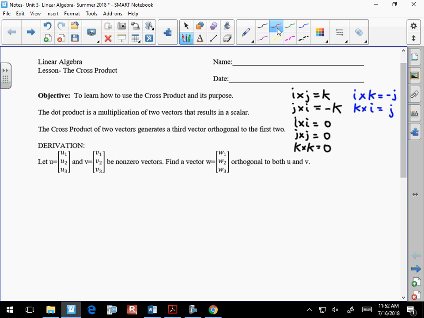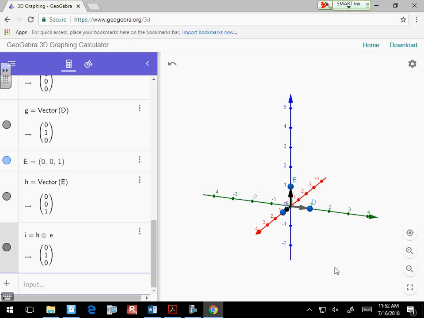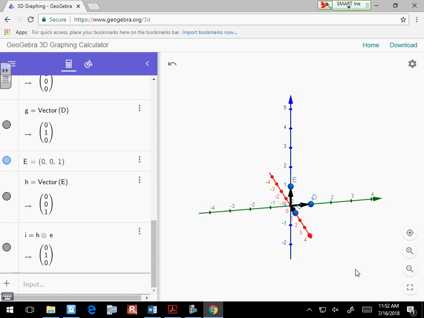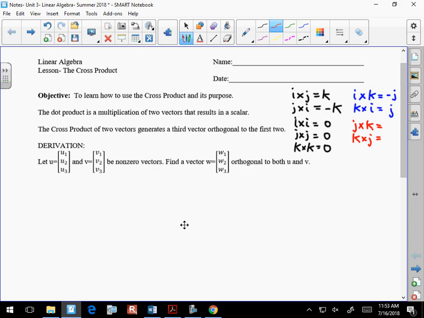Then I would want, what am I missing, JK? KJ? All right, so KJ, that I can do. Shooting out of the page, so in the positive I direction. So that's JK. JK is positive I. So therefore this is negative I. And again, you have GeoGebra.